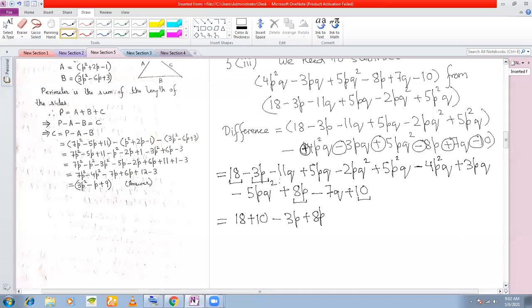Next, what we see is a minus 11q. And any other q's here? Yes, we have a minus 7q also. So minus 11q minus 7q. Okay. And next you have a pq here. Any other pq's here? Yes, you have a 3pq here and no other pq's. So we write plus 5pq plus 3pq.